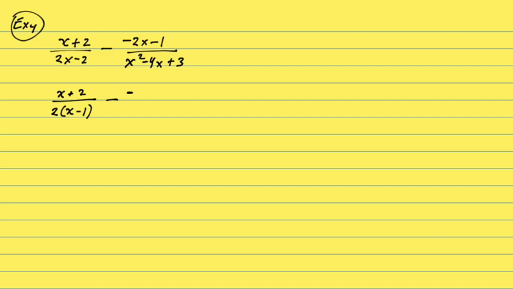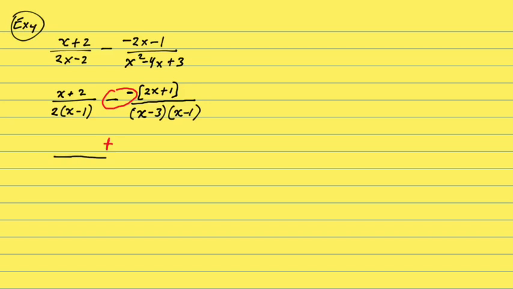Can I take a negative out of these ones on top? What would that make it then? 2x plus 1. And how's the denominator factor? Factors of 3 that add to negative 4. Negative 3 and negative 1. So I have everything factored. Now, what I'm going to do is take these two minuses right here and make it a plus.